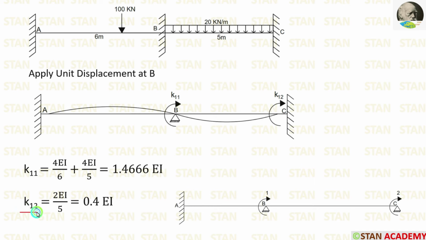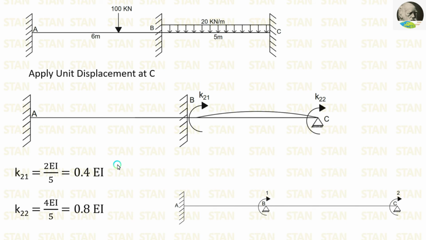Now let us calculate K12. For that, from the point C, we have to look on both the sides. On the right side, there is nothing. On the left side, we are having a hinged support. If the parent is hinged, the formula is 2EI by L. The length of BC is equal to 5 meter. We can apply. Finally, we are getting 0.4 EI.